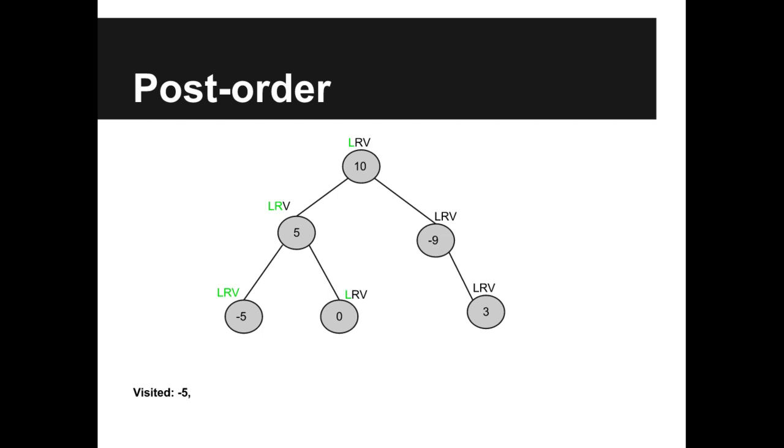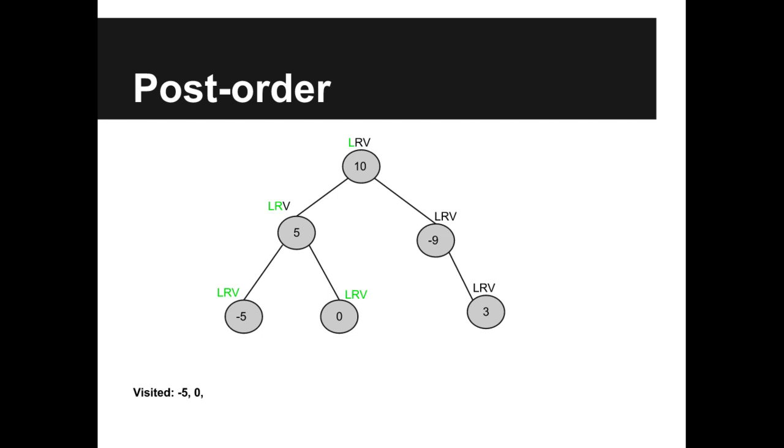We see that node 0 tells us to go to the left, but we don't have a left subtree. Then we're gonna go to the next letter in the sequence, which is R. R tells us to go to the right subtree of 0, but we don't have a right subtree. So we're gonna go to the next letter in the sequence, which tells us to visit this node. So we're gonna visit node 0 and put it in our visited list.